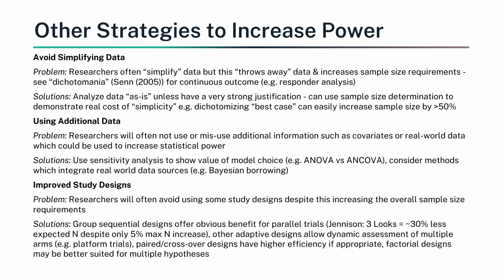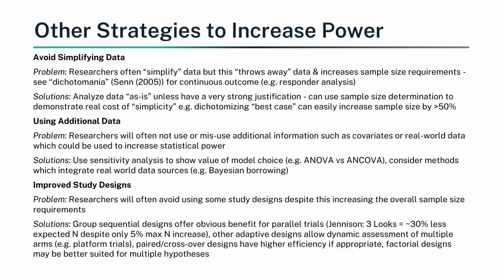The big one, and one I think you should definitely do: avoid simplifying your data. If you have continuous data, don't turn it into binary data. Don't dichotomize it. If you have count data, don't turn it into survival data or binary data or categorical data. Keep it as count data, and things like that. If you have survival data, don't turn it into binary data or categorical data. You have this really bad trend, talked about by Senn 20 years ago now, of dichotomania.